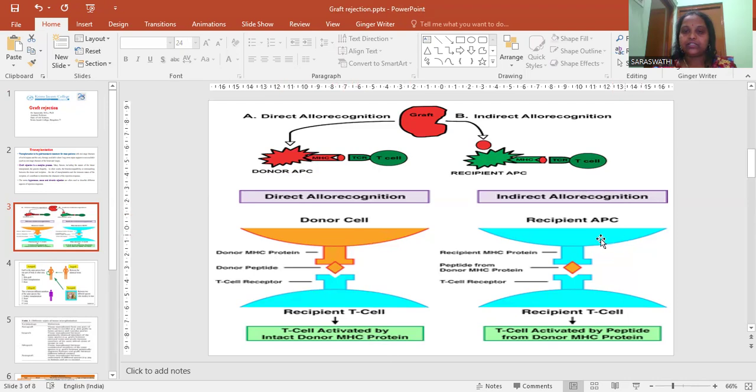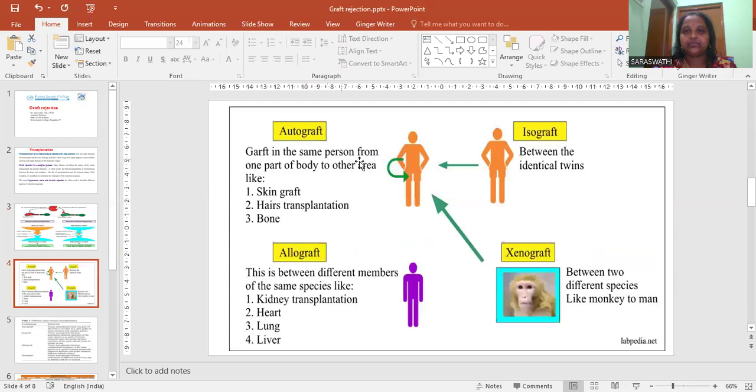In indirect allo-recognition, the recipient APC, with recipient MHC proteins, presents peptides from the donor MHC proteins, and the recipient T cells are activated again. Now, there are different types of transplantations: the autograft, isograft, xenograft, and allograft.